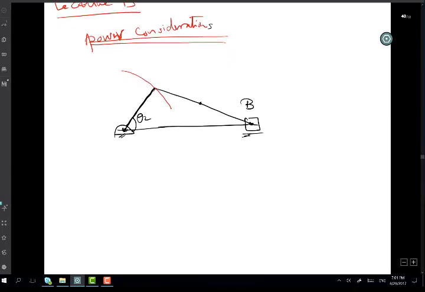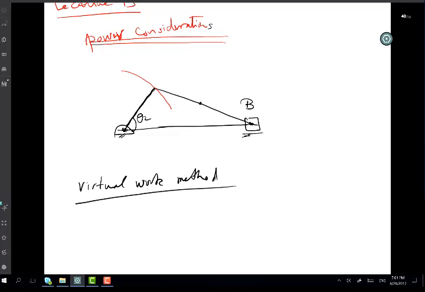All right, so in fact, to start looking at the power required, we think of a method called the virtual work method. This method looks at the change of work in a system, such as a structure or a linkage such as this one. Let's see what this means.